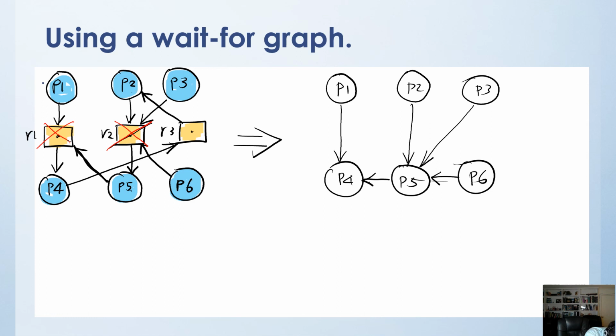Now let's eliminate the last resource, R3. P2 currently holds R3, and P4 is the only process that requests R3. So that means P4 relies on P2, because P4 is going this way and going that way. So P4 relies on P2. I think that's pretty much it. So that's the wait-for graph.